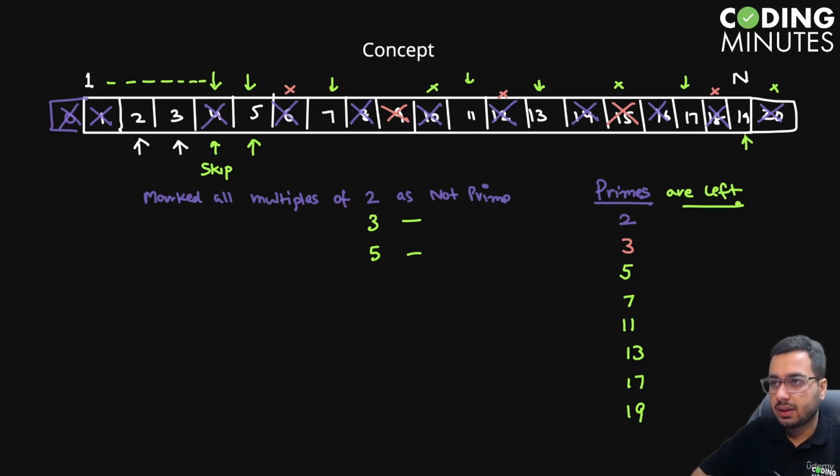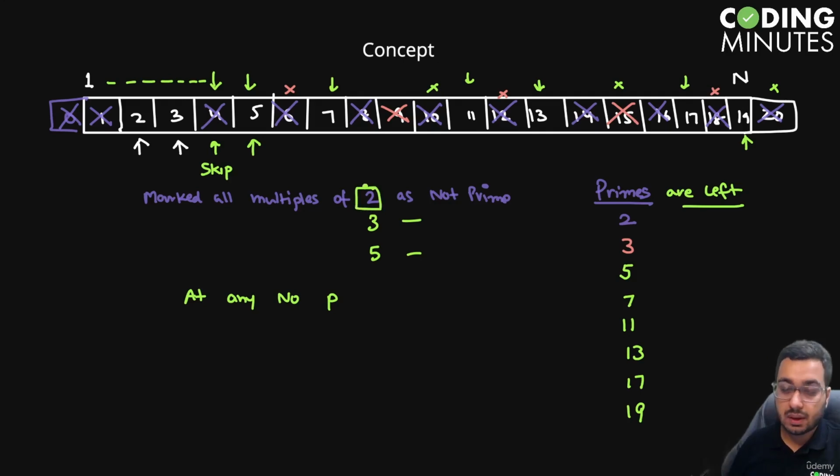Okay, so what this algorithm is saying is, at any number p, we mark the multiples of that number p as non-prime. And this p must be a prime number because it is not marked. Okay, so let me just write it down.